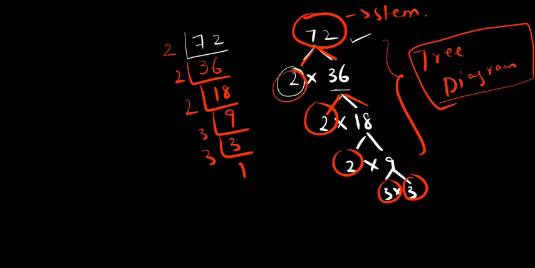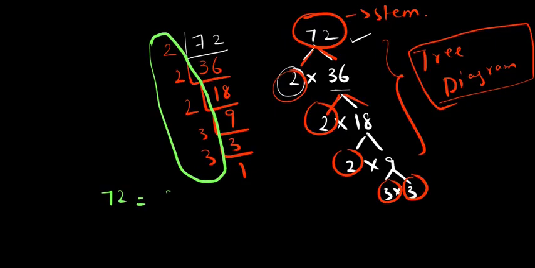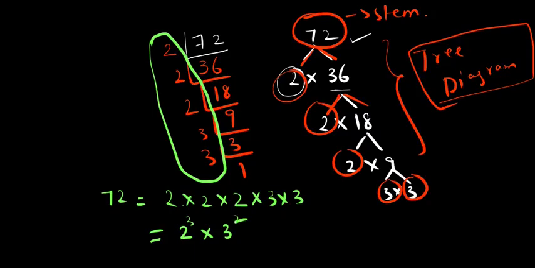So these are the prime factors. You can write 72 as 2 into 2 into 2 into 3 into 3. 2 into 2 into 2 can be written as 2 cube, and 3 into 3 as 3 square. Okay, this is prime factorization. So let's complete prime factorization here. Next, we go inside.